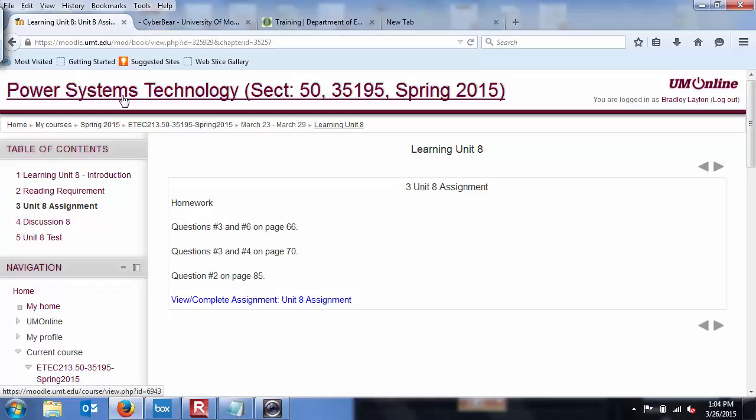All right, so that's pretty straightforward. So questions 3 and 4 on page 70. These are review questions on page 70. So 3, control application calls for an NC, held open limit switch. What kind of connection does this imply?